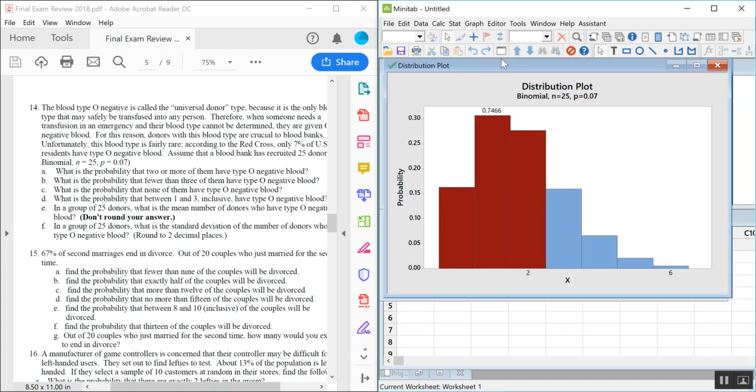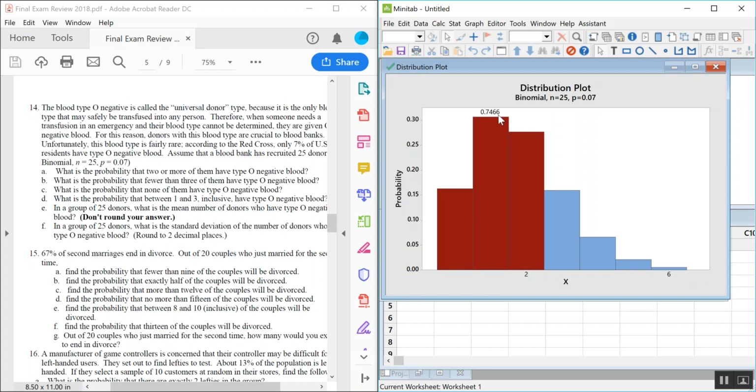And there is our value, 0.7466. So that's B, which was specifically requested by our grouping. For fun, let's also do C, because I can do C really quickly right now. It says, what's the probability that none of them have type O negative blood?